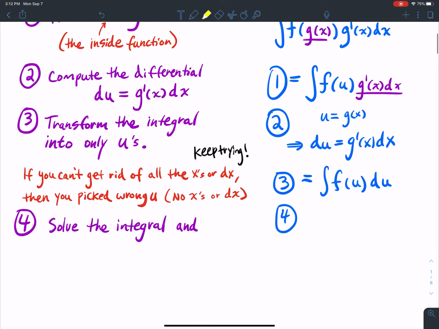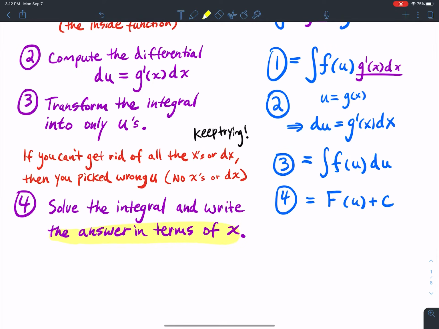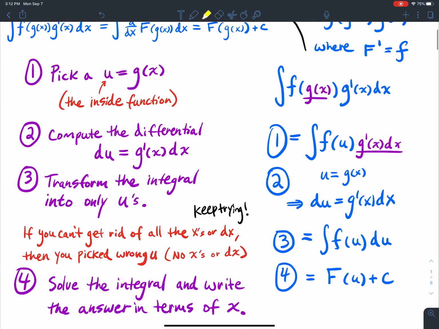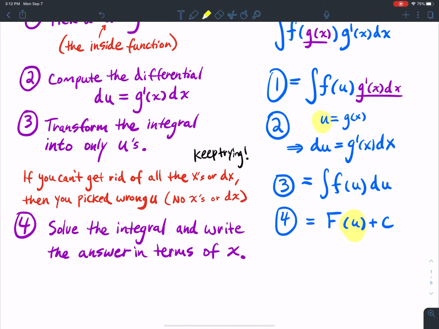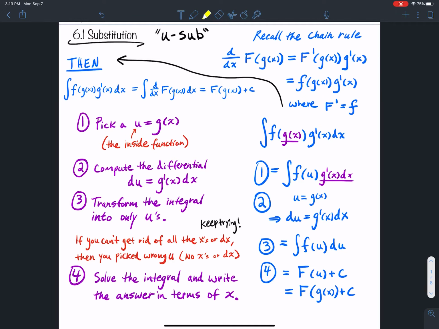The last step is to solve the integral. So if I integrate f of u du, I get capital F, the antiderivative of lowercase f, plus c. And then the last step is to write your answer back in terms of x. If we start in x, we need to end in x. Right now it's ended in u, so I'm going to replace everywhere I see a u with what? G of x. And voila, I have my answer. So that's the theory behind U-substitution and why it works.